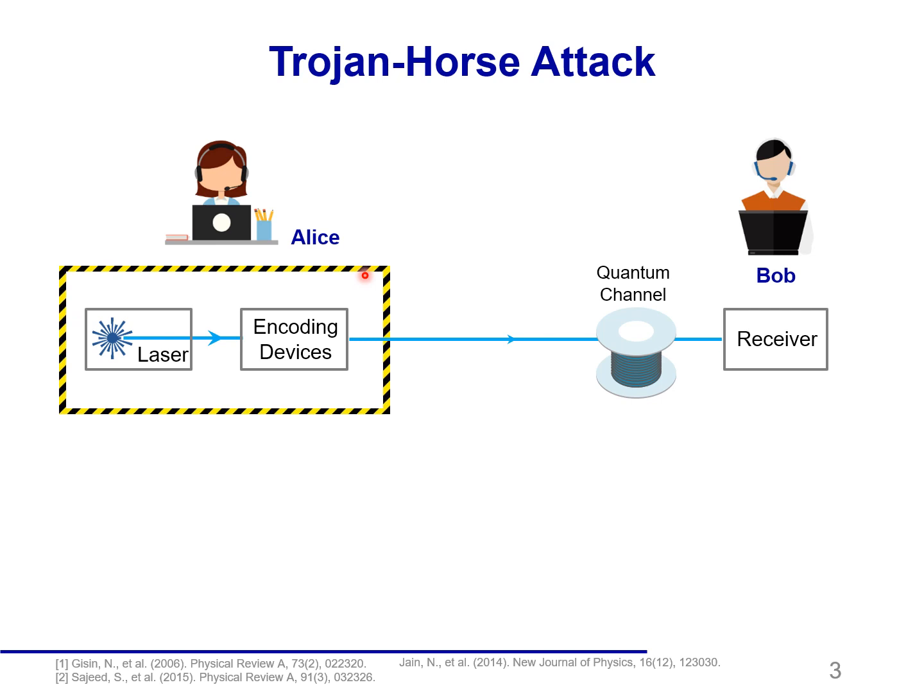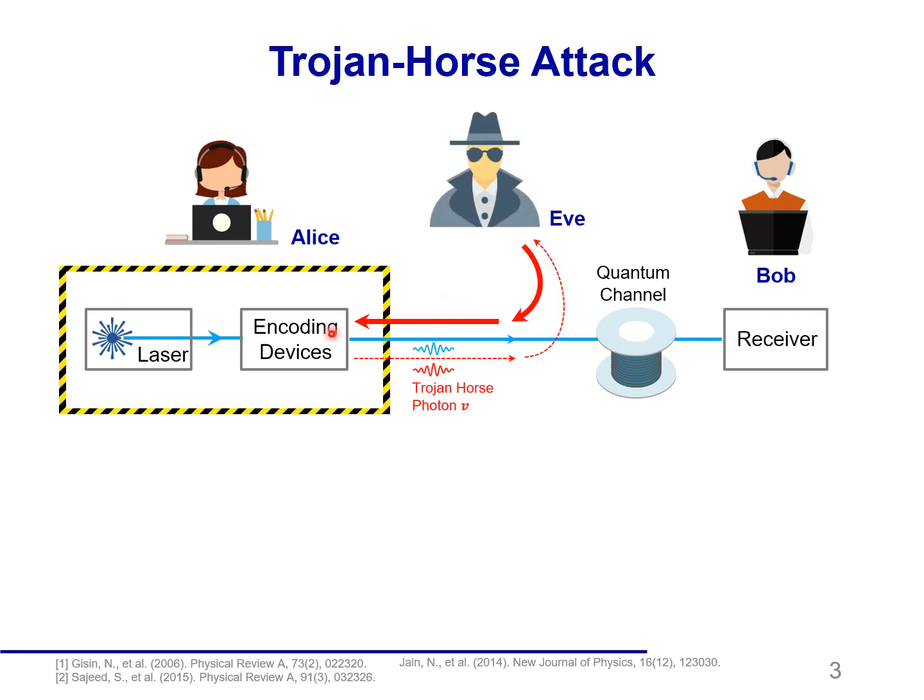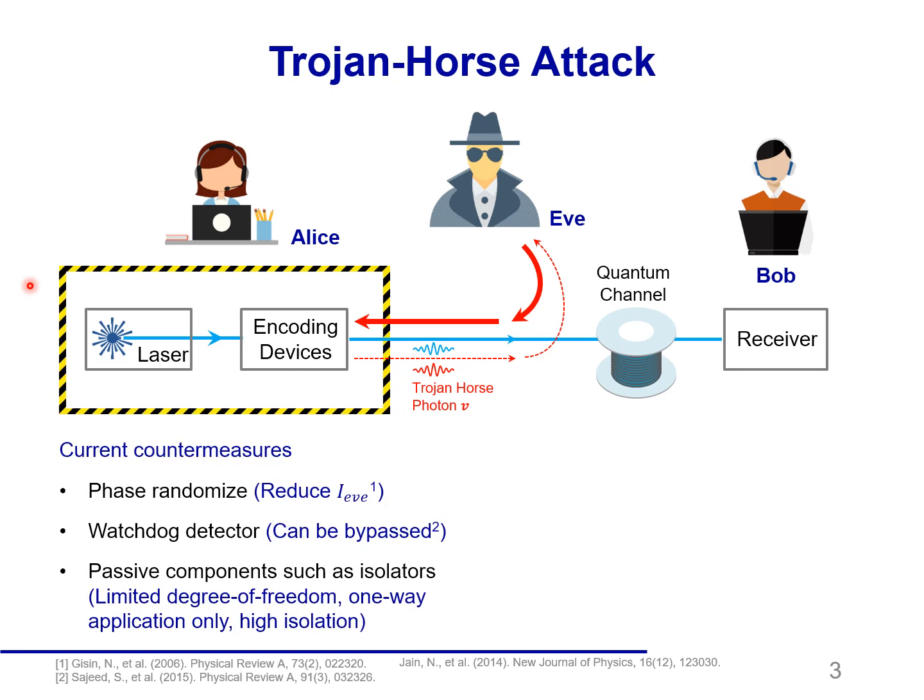Eve could inject a strong light into Alice's equipment and collect the reflected photon with the encoded information. And this is dangerous and couldn't be detected by just looking at the error rate. So to solve this problem, there has been a few countermeasures proposed. Phase randomization could reduce the information collected by Eve by a small amount, or Alice can put a detector here to monitor any unauthorized strong light input.